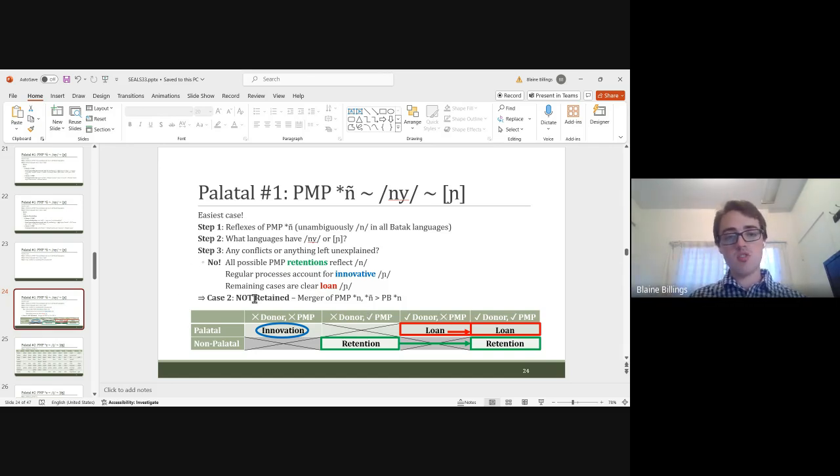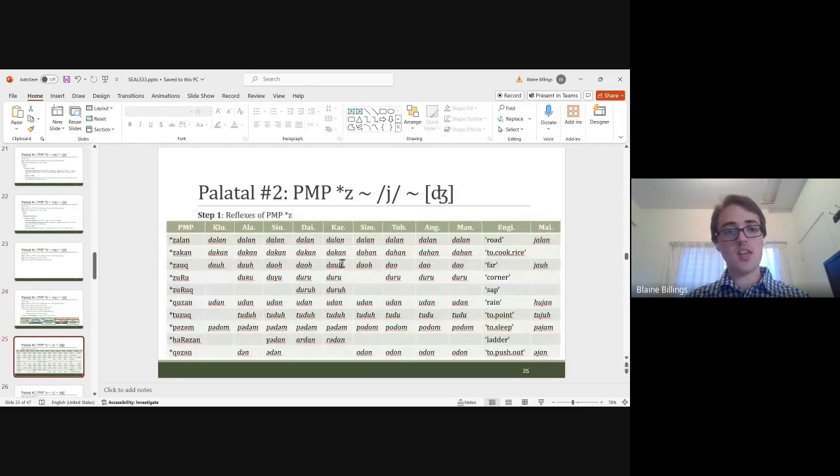So this is case two. The palatal nasal was not retained, and we have a merger of the palatal and alveolar nasal as the alveolar. So I started off with something not controversial, and the next two palatals are going to get gradually more controversial and more complicated. So looking at the voiced palatal affricate.